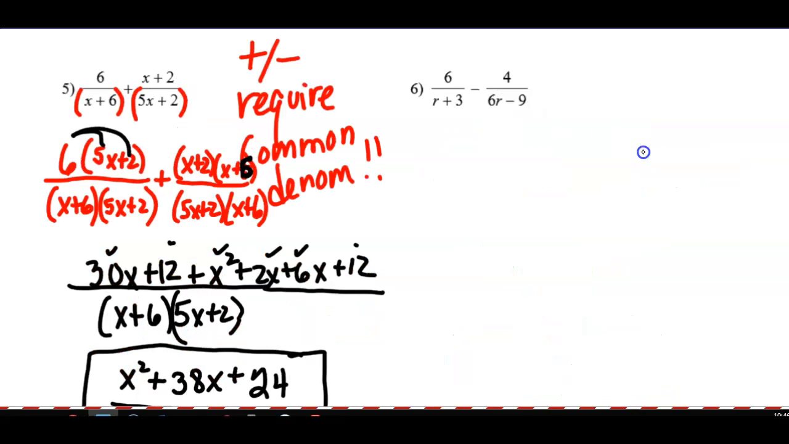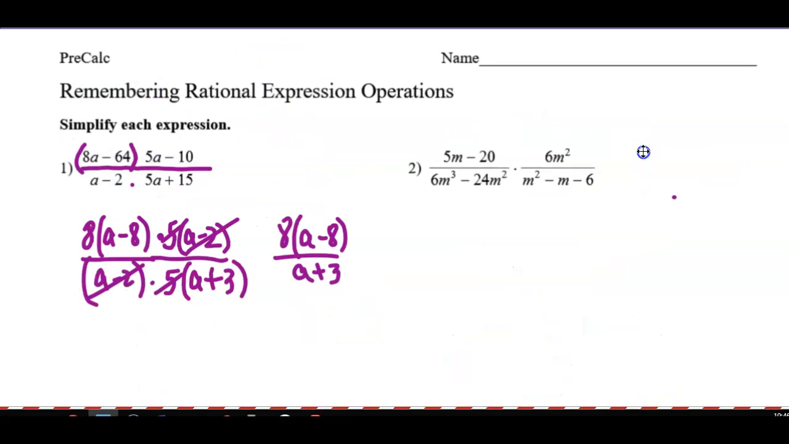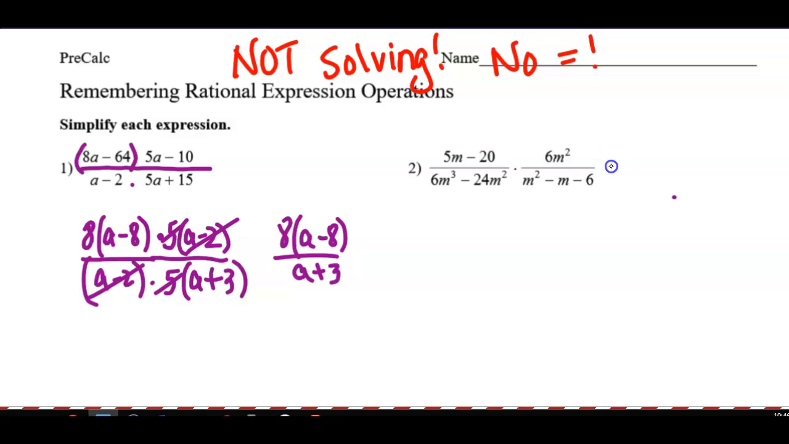Okay, so I'm going to go back to the top. One thing here, very important. You are not solving on these. No equal sign, okay?